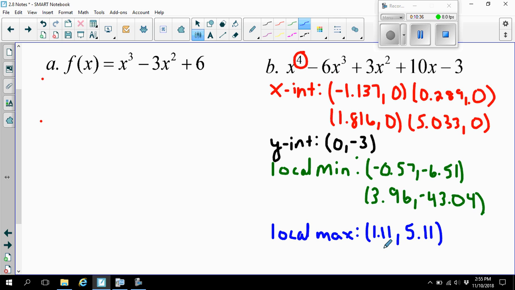Okay. So that's how you find x-intercepts, y-intercepts, local mins, and max using the graphing calculator.